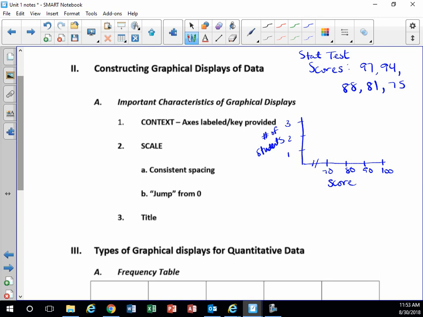So between 70 and 80, how many test scores fell in there? 1. So I make a little 1. What about between 80 and 90? 2. Between 90 and 100? Also 2, right?